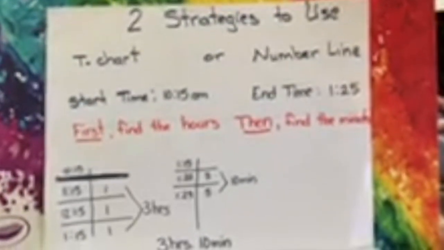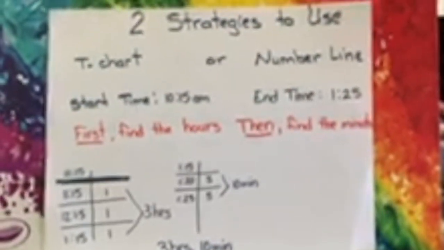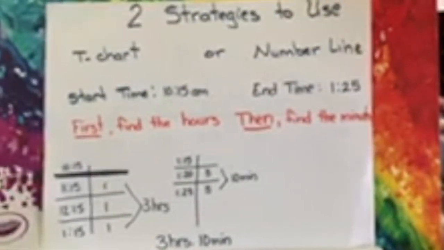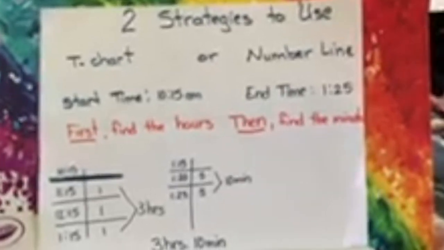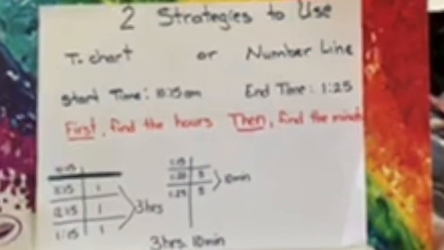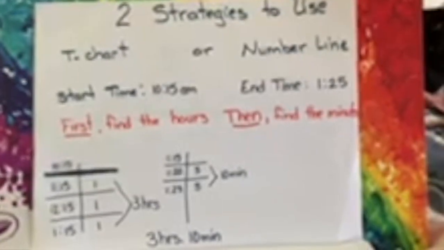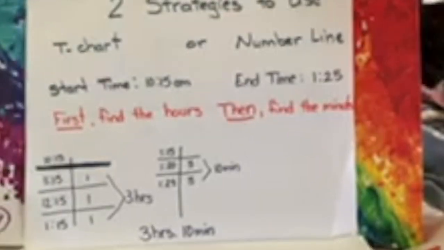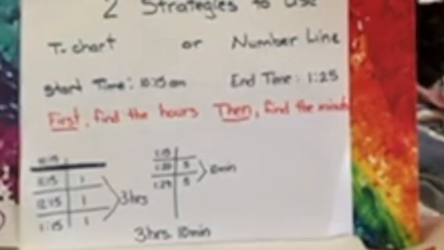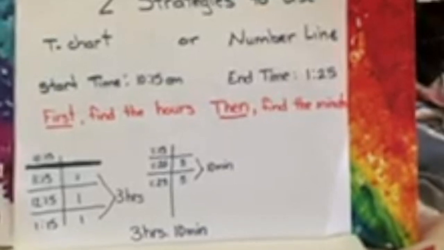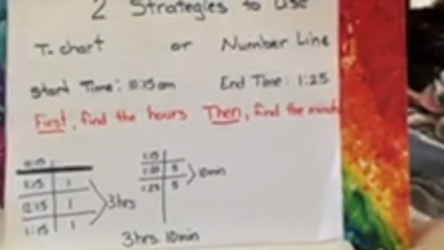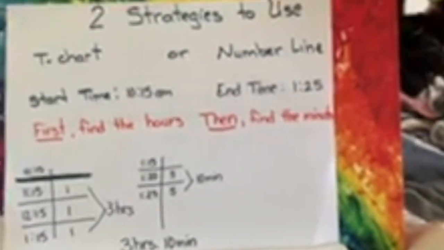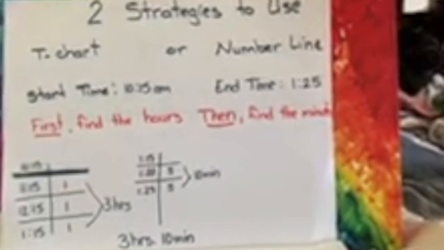10:15 to 11:15 is 1 hour, then 12:15, then 1:15, and we can't jump to 2:15 because the event ends before then. So we'll have to bring 1:15 over to a new T-chart and start figuring out minutes instead of hours. The event ends at 1:25, so I don't need to jump very many minutes at a time. 5 is nice and easy since time is divided into 5-minute intervals anyway. I'll start at 1:15 and then 1:20 and 1:25. Only 10 minutes. The total amount of time for this event is 3 hours and 10 minutes.